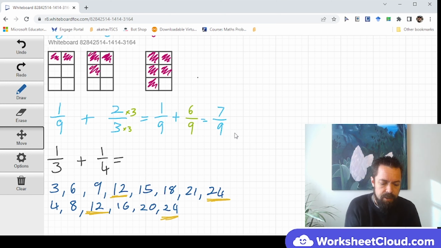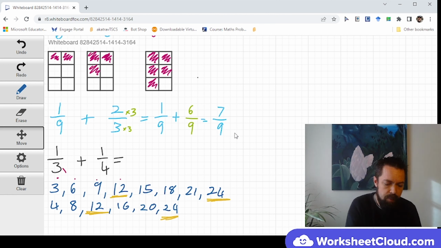All right, so I notice that now I want to have a denominator of 12. So what can I do to a 3 to make it into a 12? 1, 2, 3, 4, times by 4. What I do to the bottom, I do to the top. What can I do to the 4 to make it into 12? 1, 2, 3, so times by 3, times by 3. So my first fraction becomes 4 over 12. That's an equivalent. My second fraction becomes 3 over 12.